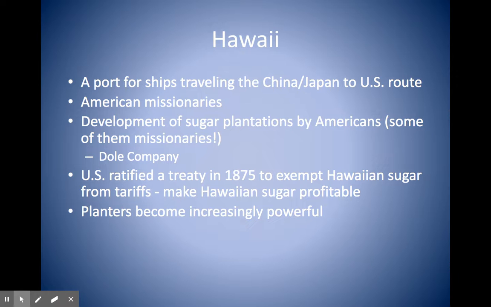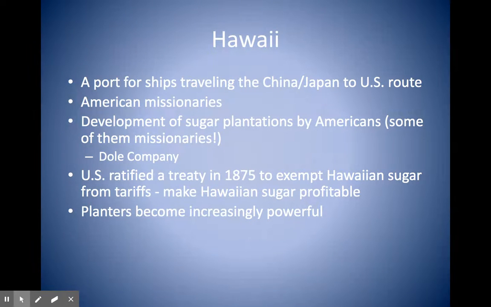I encourage you to do a little bit of Google searching on the Dole Fruit Company and how they impacted some of these countries, because it's really quite fascinating. A little out of the scope of what we're doing, a little more in depth than what we're doing here, but interesting nonetheless.